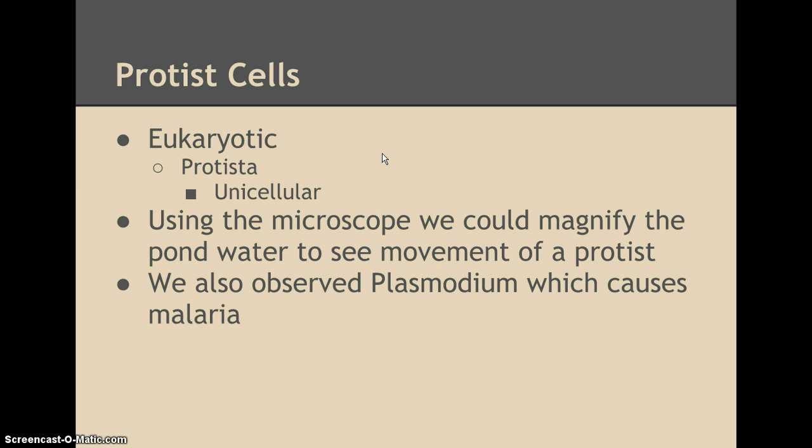So there were also protist cells that are eukaryotic. Of course, we know they fall under the kingdom Protista. So protists could be unicellular or multicellular. Using the microscope, we can magnify the pond water to see movement of a protist. And we also observe Plasmodium, which causes malaria in humans.